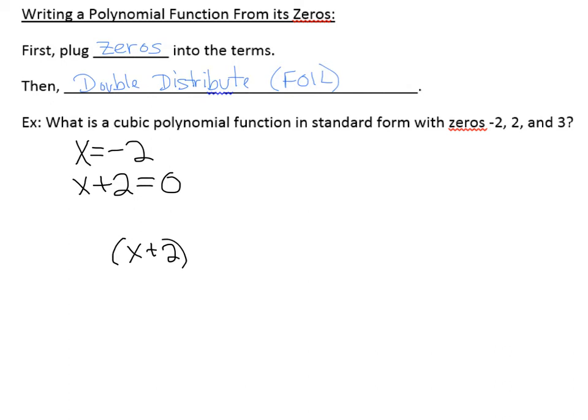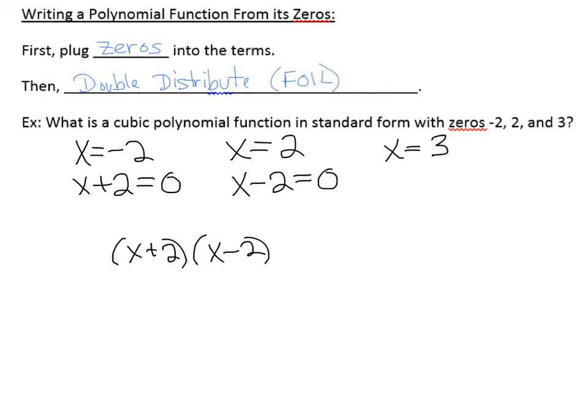Well, the second zero is a positive 2. In order to solve an equation to get a positive 2, it has to start off as x minus 2. So my second parenthesis will be x minus 2. And the third one, the zero is x equals 3. So I know that in equation form that had to be x minus 3. So my third parenthesis is x minus 3. Now, to be honest, yes, you could go directly from here to here without this middle ground. I just wanted to show you where we were getting the opposite values from.